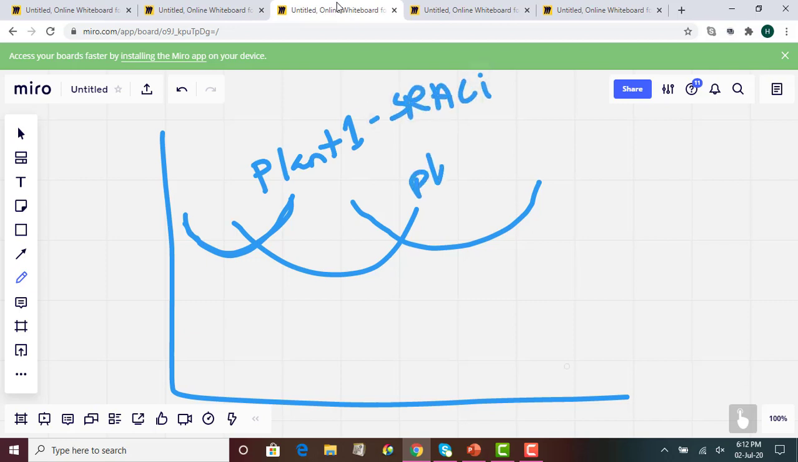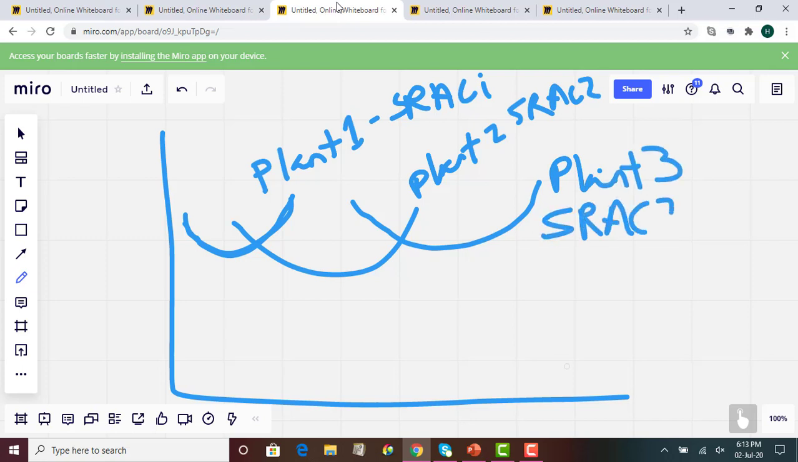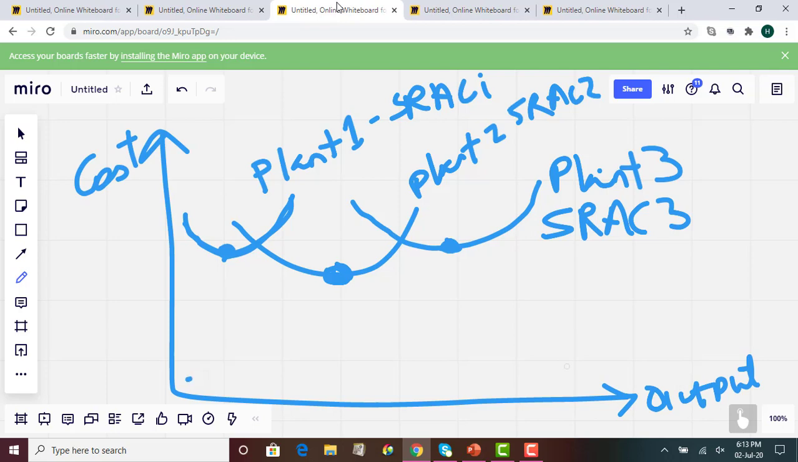This is for plant 2, the short run average cost curve for plant 2, and this is for plant 3, the short run average cost curve 3. So these are for 3 different companies we have. Here we have cost, here we have output. What it is basically saying is, when we increase the output, the cost at first decreases until it reaches the minimum, after which as output goes up, the cost goes up as well, because marginal cost starts increasing, and that's because of the law of diminishing marginal return.